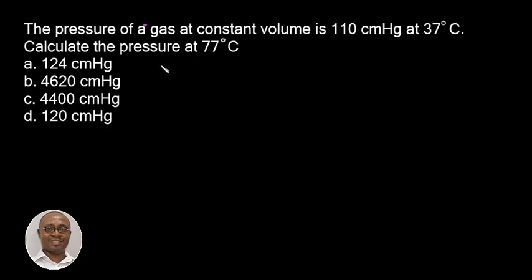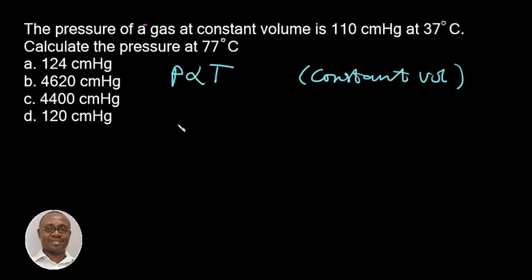We may have to apply the gas law, which states that the pressure of a given amount of gas held at constant volume is directly proportional to the Kelvin temperature. With this we can derive the equation P is equal to a constant times temperature, and if we have K, that is constant, at constant volume, we have P over T.